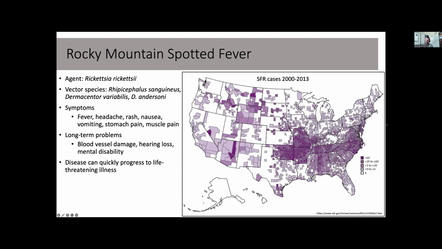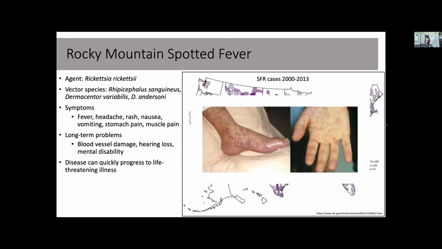And when humans get infected with Rickettsia rickettsii, symptoms can present with fever, headache, a maculopapular rash, nausea, vomiting, stomach pain, and several other symptoms, including long-term problems such as blood vessel damage and also CNS disease. The disease can quickly progress to life-threatening if left untreated, but it is treatable with doxycycline.